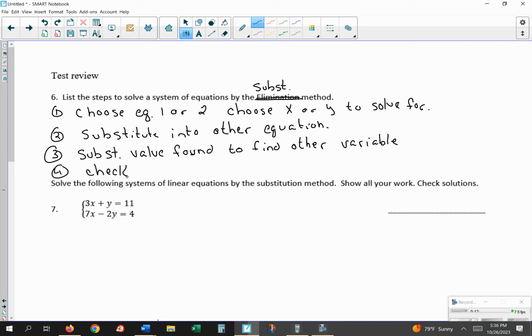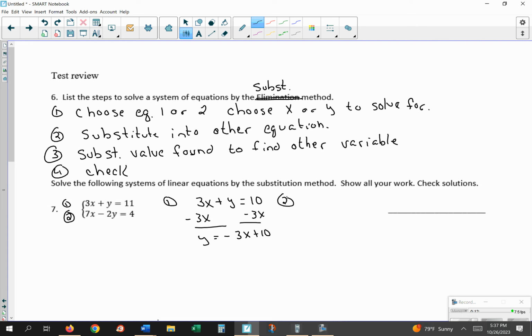So, substitution method. When I look at equation 1 and equation 2, I see in equation 1 that I have a coefficient of 1 on the y. So that says that's going to be my easiest choice. I'm going to subtract 3x from both sides. So y is equal to -3x plus 10, or 10 minus 3x, either way.